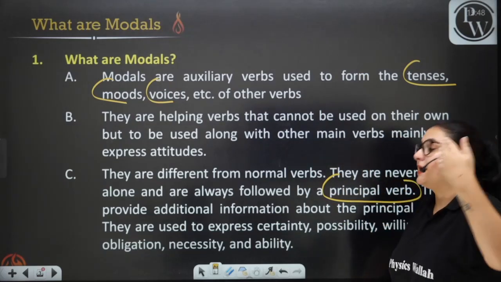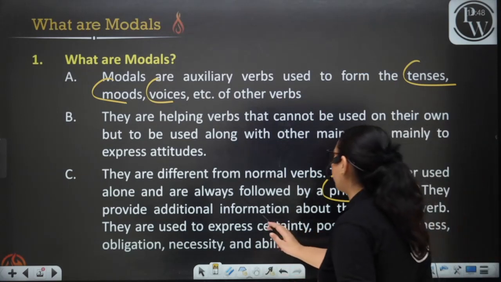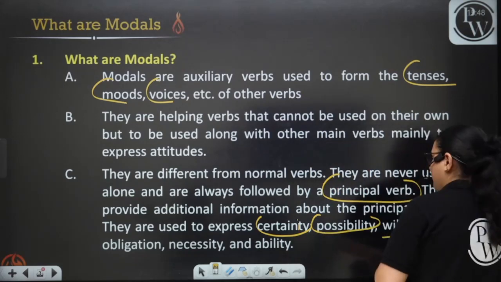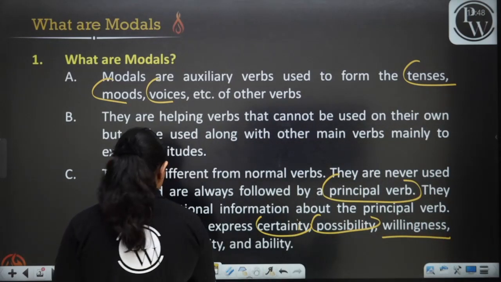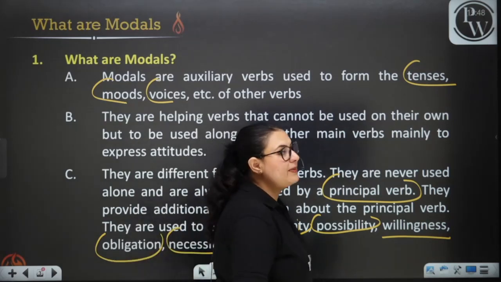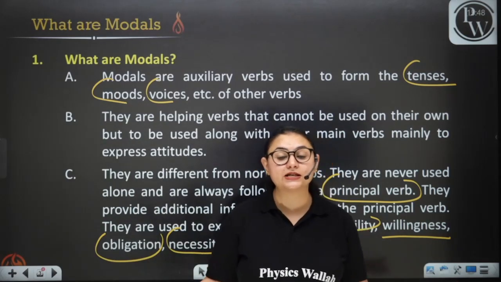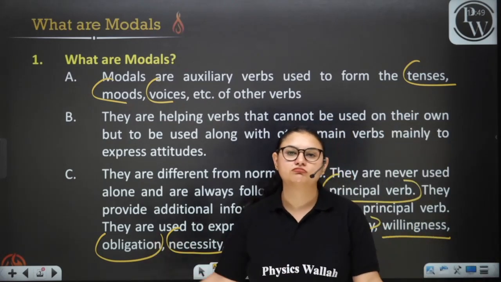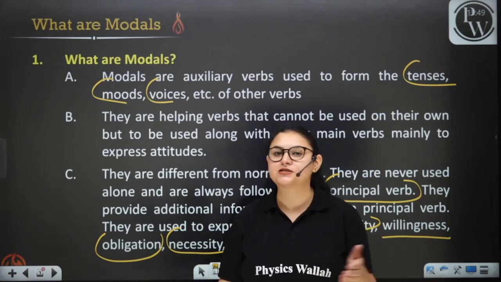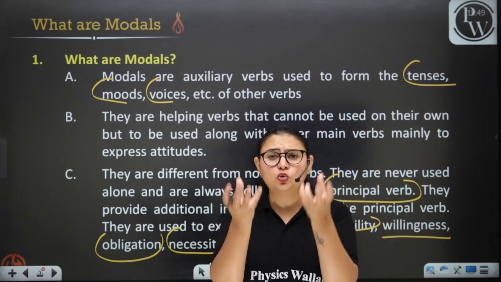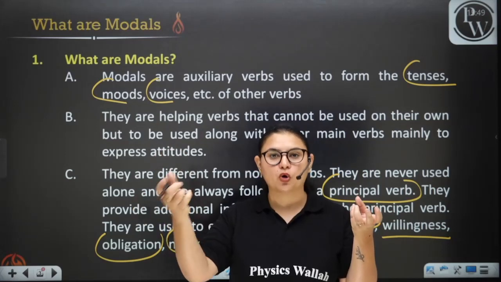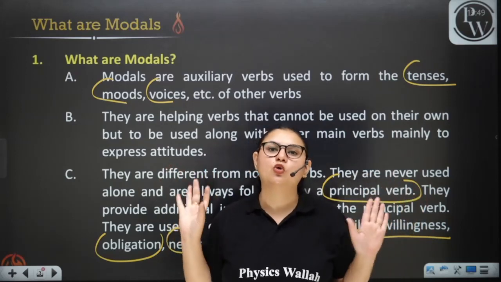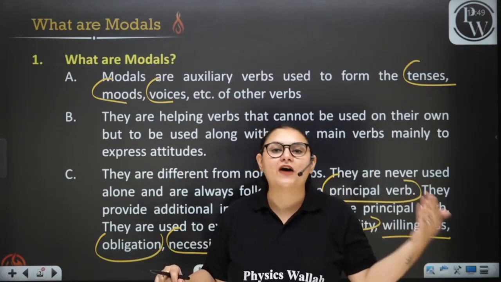They give us some additional information, and they are used to express certainty, possibility, willingness, obligation, necessity, and ability. They are used to express all these things. They add to the meaning of the sentence. They tell us the attitude of the speaker. They tell us whether he is in the mood of coming or not, whether he is in the mood of answering or not.